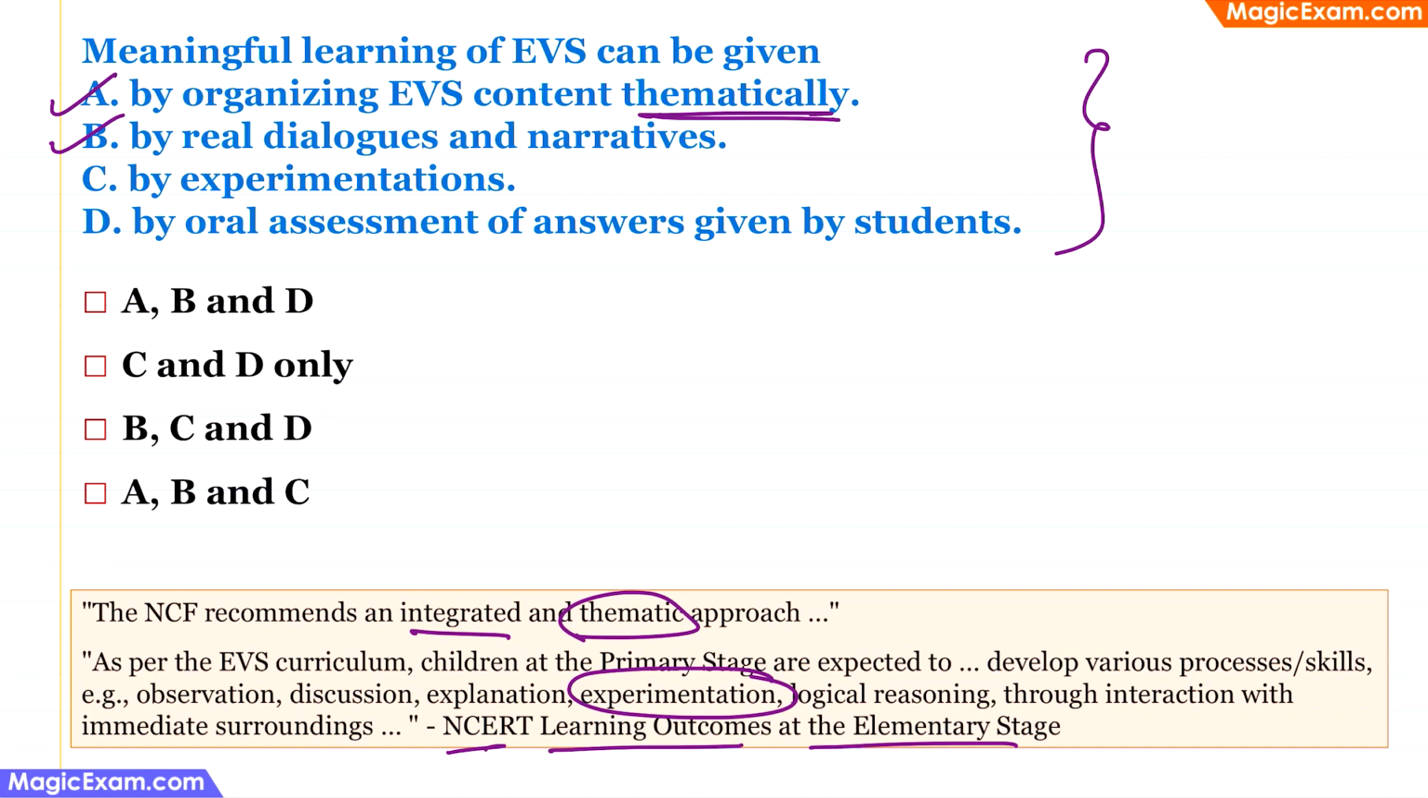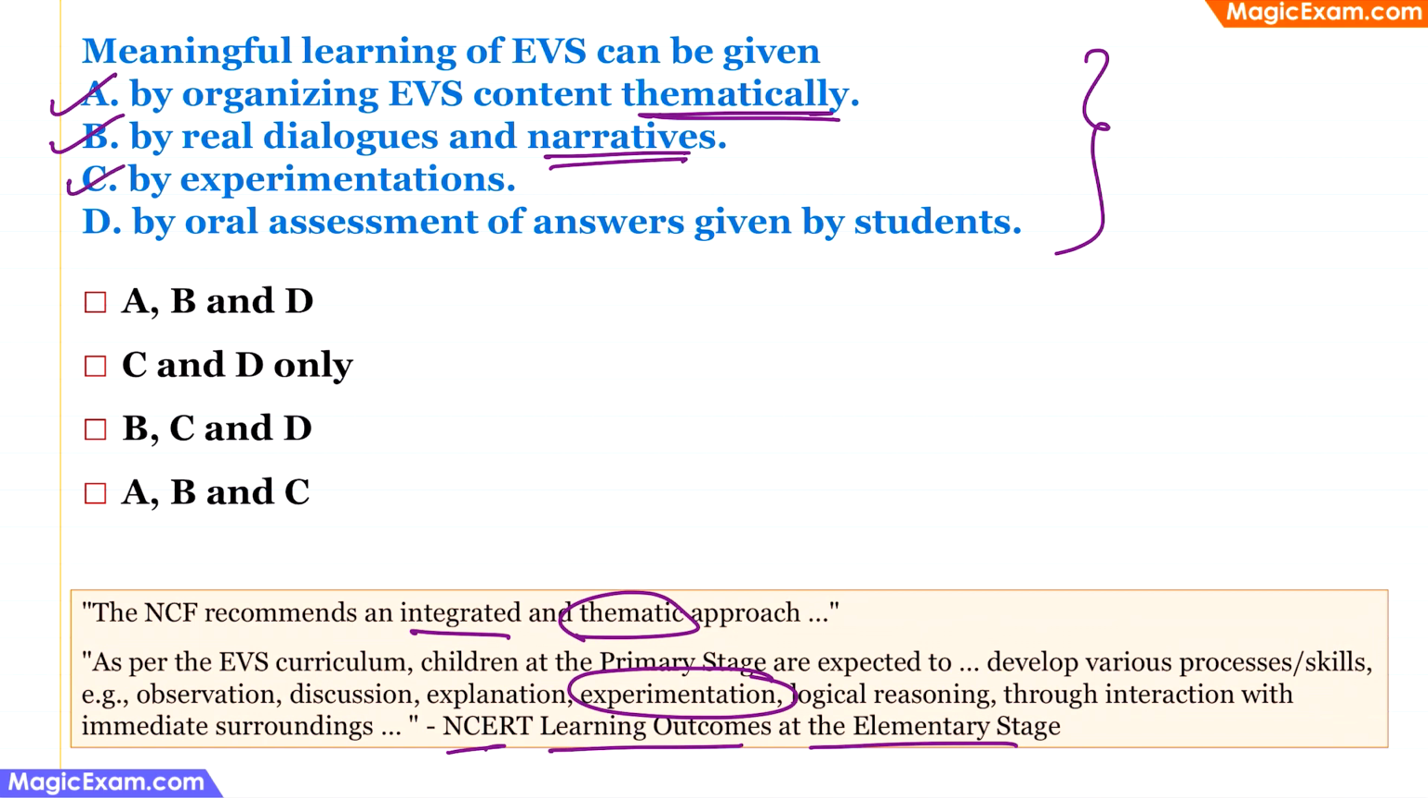This is also correct because narratives or stories are something which children enjoy a lot and it keeps them interested. And if you teach concepts and theories by way of narratives and stories, children can understand it better and relate to it better. Therefore, this is also correct.